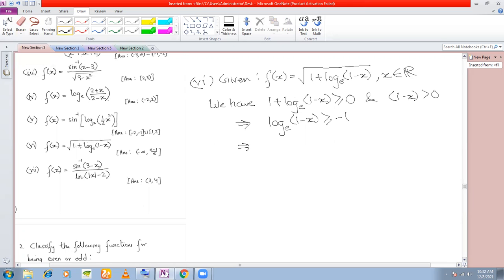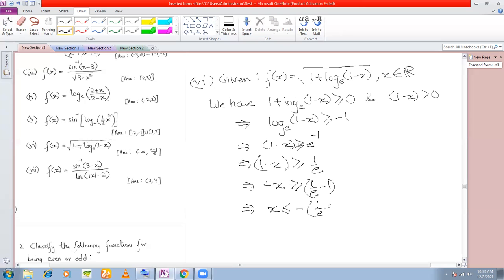That means now, from the definition of log, you get 1 minus x is greater than or equal to e to the power of -1. So 1 minus x is greater than or equal to 1 by e. That means minus x is greater than or equal to 1 by e minus 1. Now if you multiply both sides by -1, you get x less than or equal to minus 1 by e minus 1. That means x is less than or equal to 1 minus 1 by e.